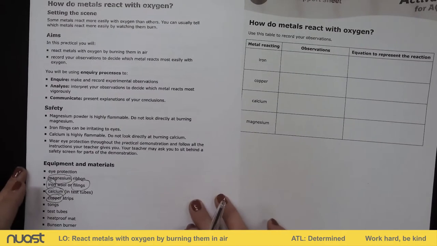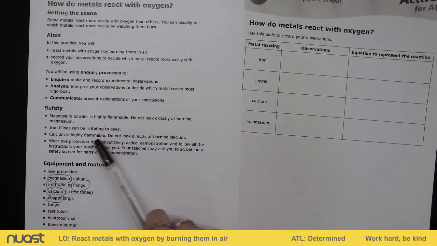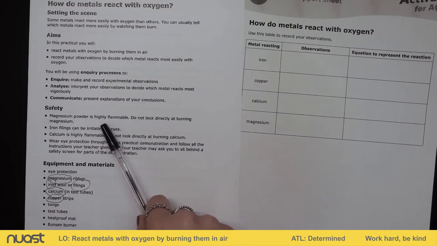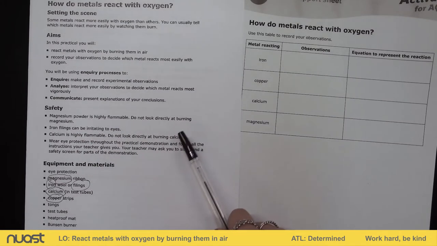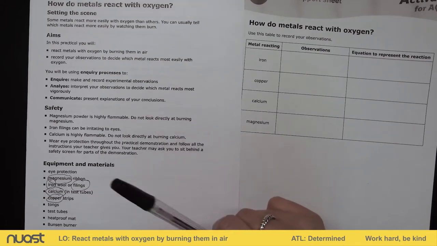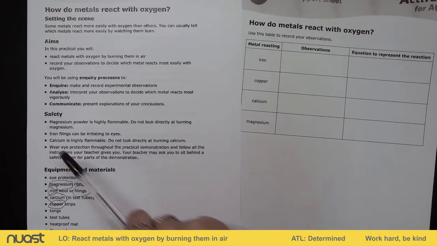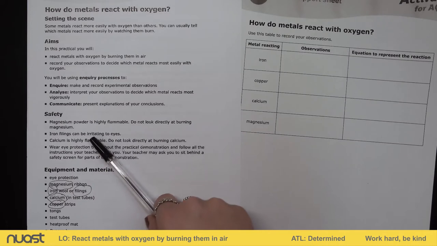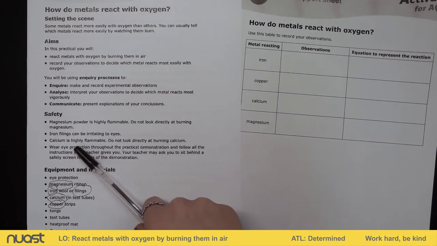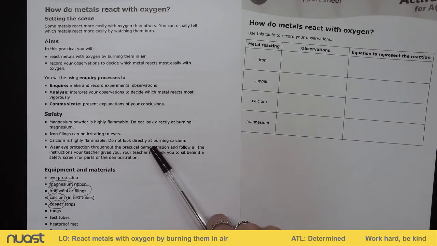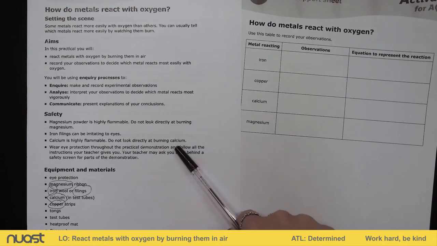So let's have a look through our safety. Magnesium powder is highly flammable, so we're not going to directly look at it as it is burning in our Bunsen burner. We're going to be using iron filings, and they can irritate the eyes. Calcium again is highly flammable, so we're not going to directly look at that as it is burning, and we're going to wear eye protection throughout.